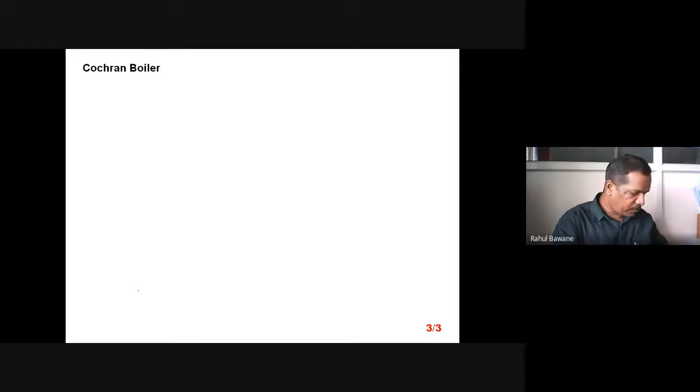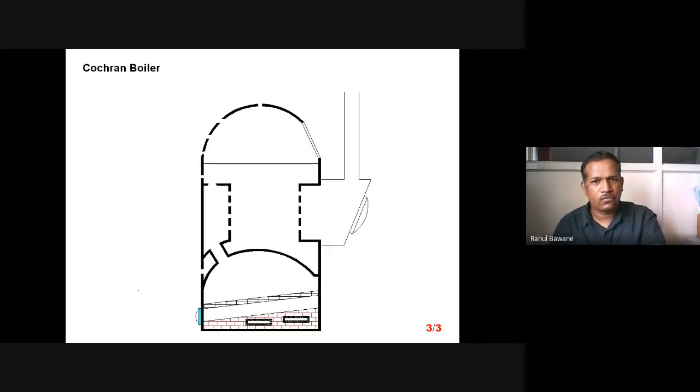Now the second boiler. The second boiler is the Cochran boiler. It is a vertical shell boiler. You might be seeing a very small diameter, and you can say it is a little bit portable. You can shift that boiler from one place to another place. This is the basic structure of the Cochran boiler.